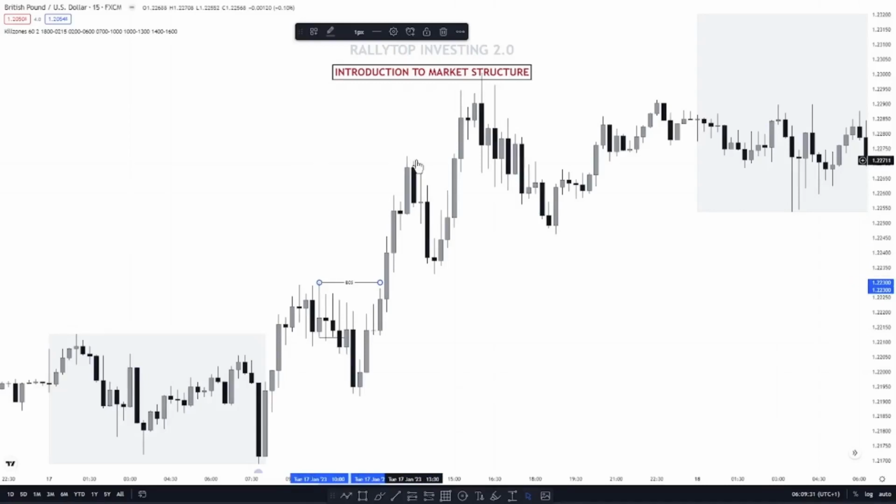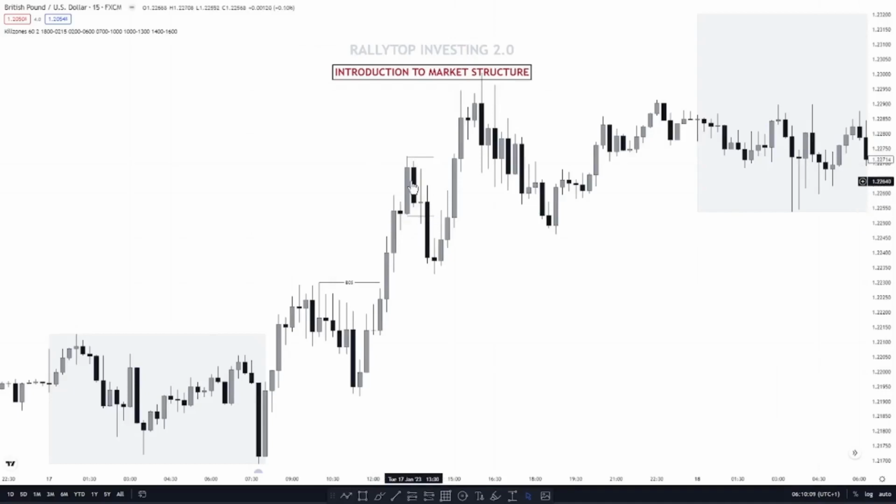How do we identify the pullback? Well, the way to identify the pullback is you want to identify the high. This is the high, isn't it? And as you can see, this high is protected. All right, the high is protected. You see that? Now, where is the low of that candle that printed that protected high? It is this one here, isn't it? That's the low. This is the protected high. This is the low of this same candle. But look, price violated the low.